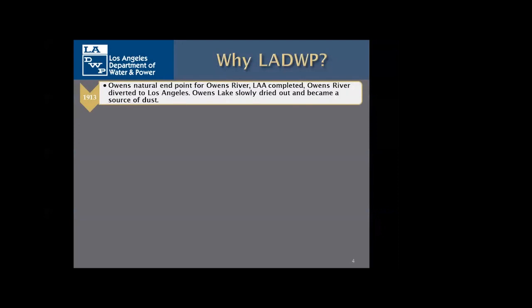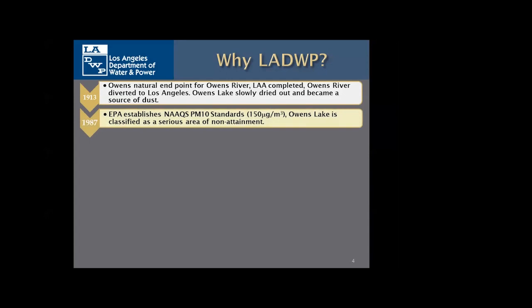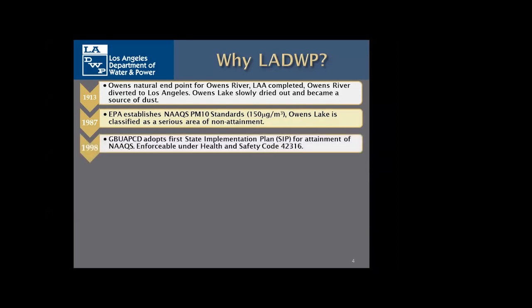So let's talk a little bit about regulation. I'm going to just hit some general points here. In 1913, the Los Angeles Aqueduct was completed. In 1987, the EPA established national ambient air quality standards for PM10. They established it at a 24-hour average of 150 micrograms per cubic meter, and Owens Lake was classified as a serious area of non-attainment. 1998, Great Basin adopts its first state implementation plan, which is enforceable under the Health and Safety Code 42316.